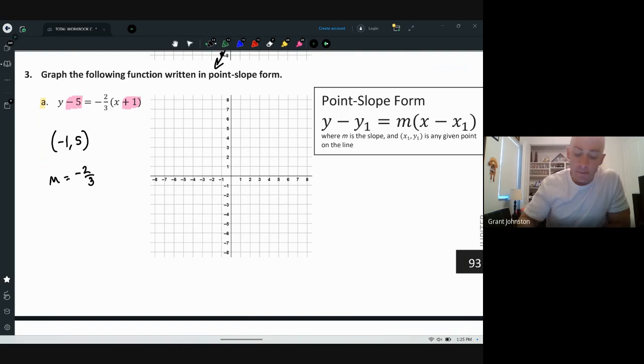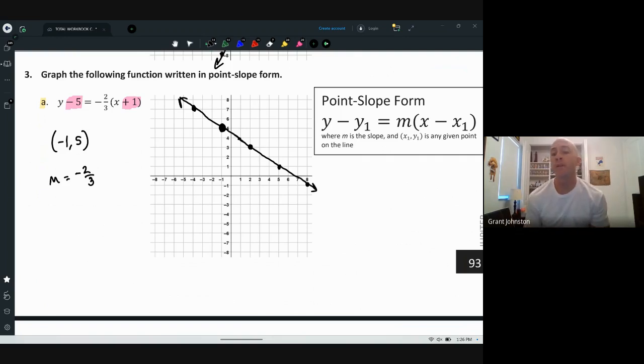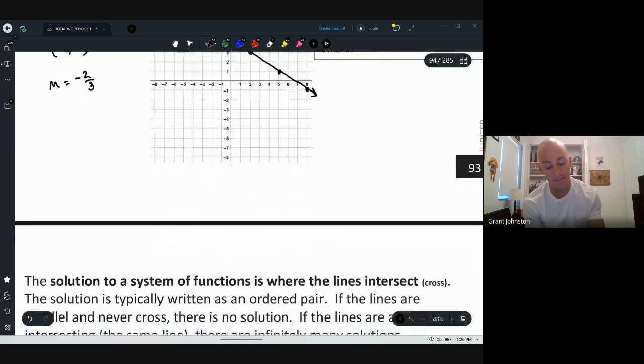So -1, positive 5 would be way up here as our point. And our slope is -2/3. So I'm going to go down 2 to the right 3 from that point to plot the other coordinates. And that's point-slope form. So when we're solving systems of equations by graphing, we're going to be seeing these in all of these different forms. So let me jump into that.